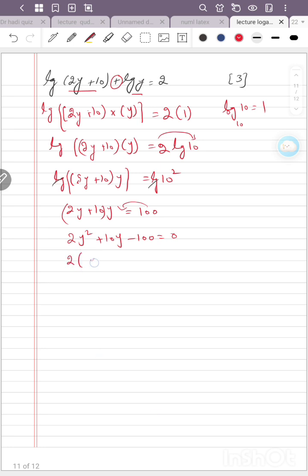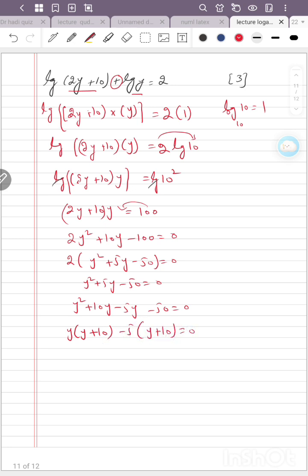One thing is common on one side: y squared plus 5y minus 50 equals 0. Here we have y squared plus 10y minus 5y, using the middle term breaking technique. y is common and 5 is common: y plus 10 equals 0 and y minus 5 equals 0. So y equals minus 10 and y equals 5. We got these two answers.